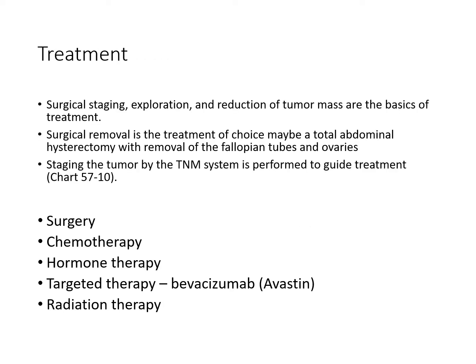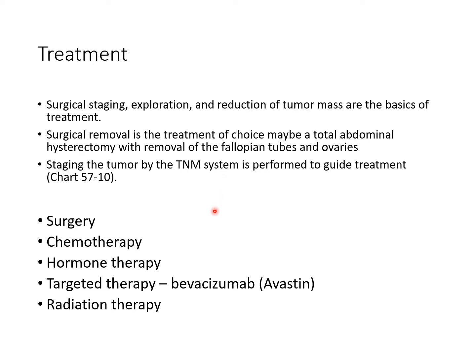All right, and then your treatment. So that's normal for any cancer, right? So staging, exploration, and reduction of tumor mass are basically what you're trying to do. So stage it, find out where it is, and you want to decrease it, or you want to take it out. If that means surgical removal, then that's what we're going to do, right? So if it's hysterectomy, then that's what we're going to do. Staging we've talked about already. It's in I think it's chapter 15. I can't remember for sure, but anyway, I gave you the page for this in a different slide, so just make sure you look at your TNM system, and we went over that.